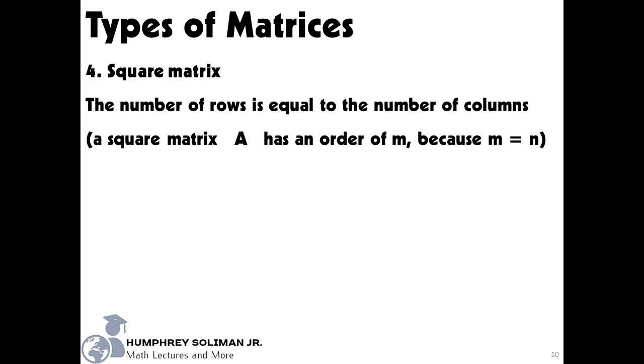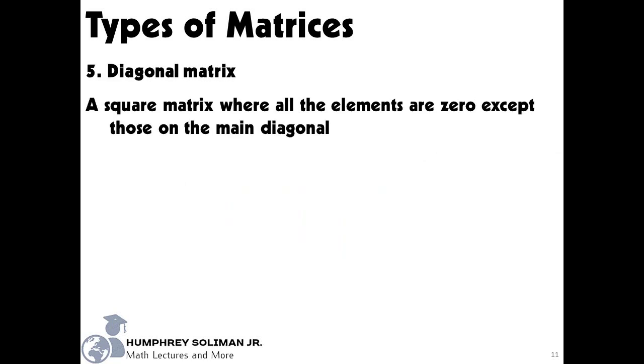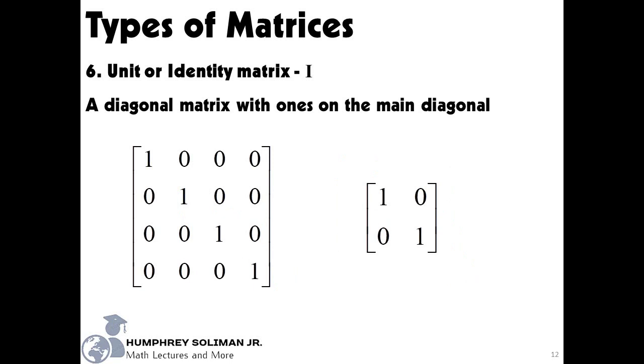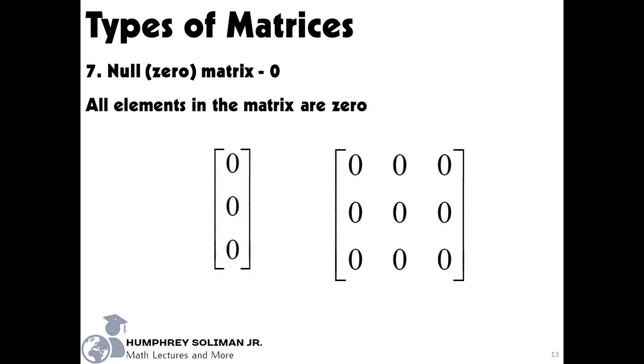This type of matrix has its number of rows equal to its number of columns. Number 5, diagonal matrix. This is a square matrix where all the elements are 0 except those on the main diagonal. Number 6, unit or identity matrix, which is usually represented by capital I. It is a diagonal matrix with ones on the main diagonal. Number 7, null or zero matrix. In this matrix, all the elements are 0. There are other types of matrices, but this is already enough, for now.